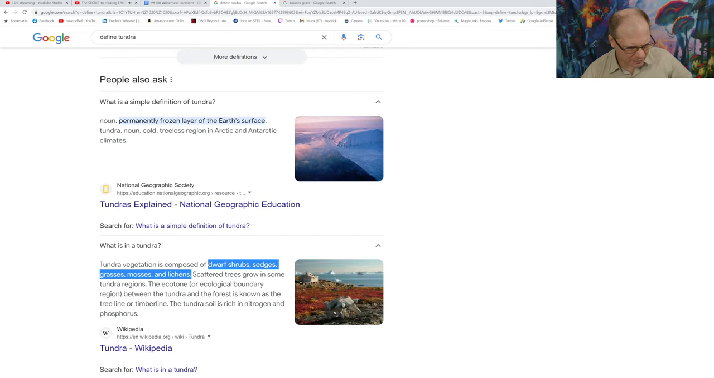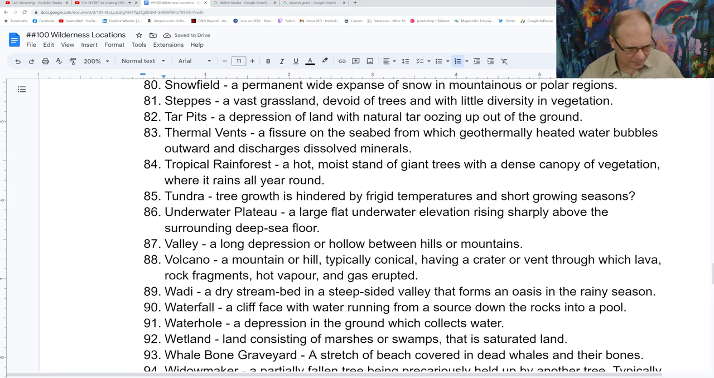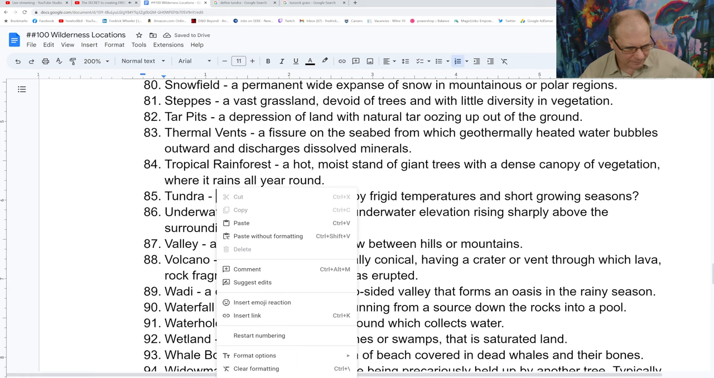Scattered tree growth in some tundra regions. Okay, so it's not treeless, but it can be. So this is a little bit different, isn't it? Not quite what I was after. Anyway, let's just get rid of this. Treeless wasteland with grasses. Let's do that. And if I go here, paste.